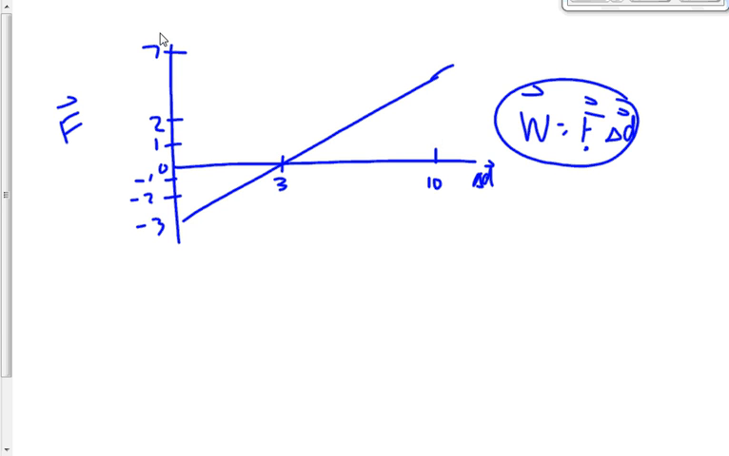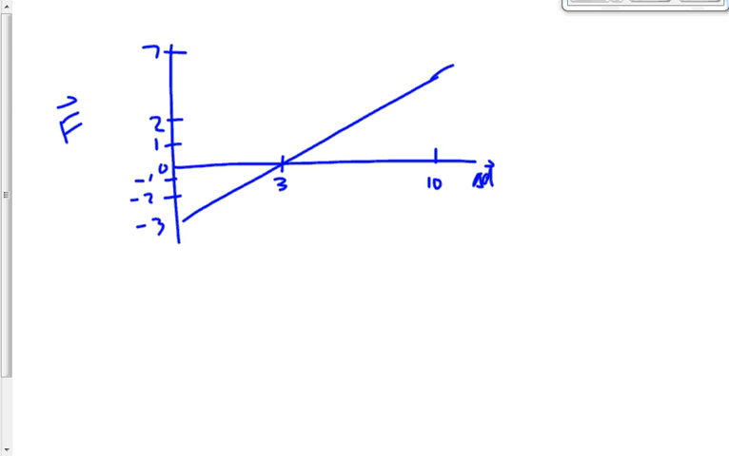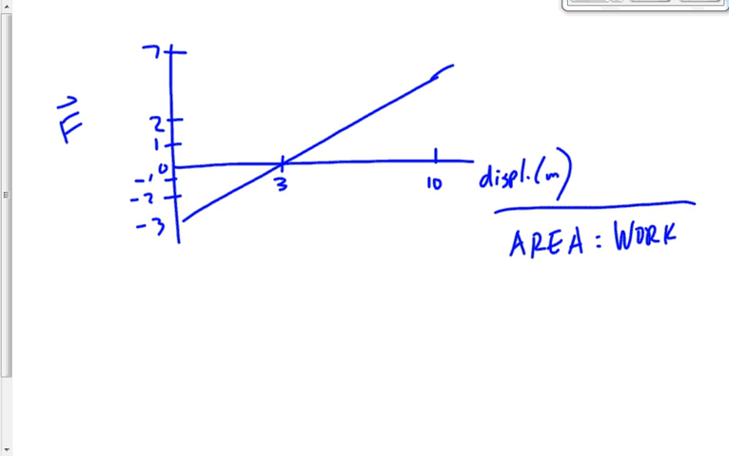Remember this, 3 words. If you see an F versus D graph, force versus displacement, then I want you to think these 3 words. Area equals work. Area equals work. So what I want you to do is find the area of this graph, the area between the x-axis and the line. There's 2 shapes here.